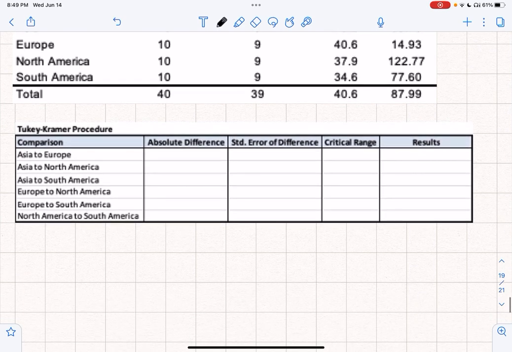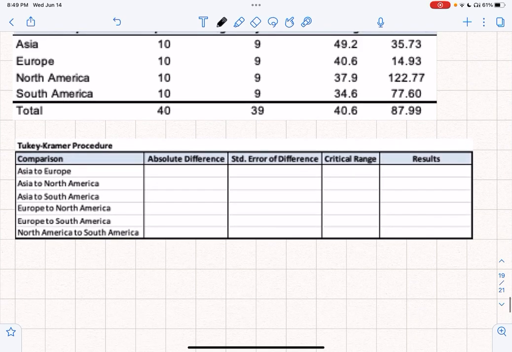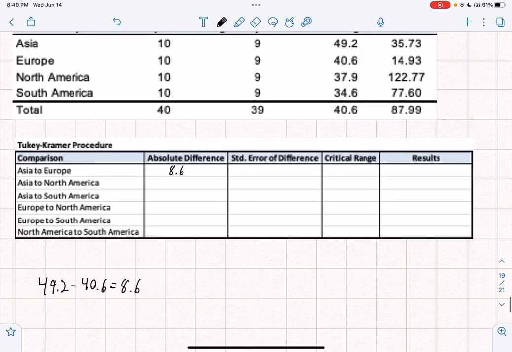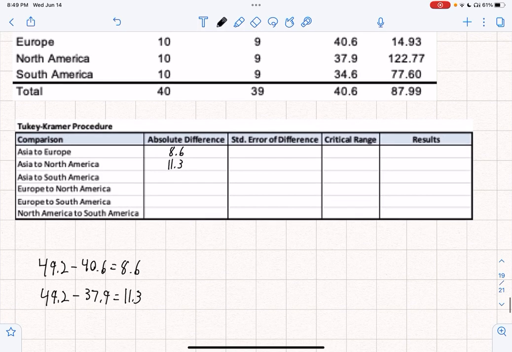So Asia to Europe, that would be 49.2 minus 40.6, which is 8.6. And so our absolute difference here is 8.6. Now doing the same thing, Asia to North America, that'd be 49.2 minus 37.9, which is 11.3. So 11.3. And now I'm just going to keep doing this.